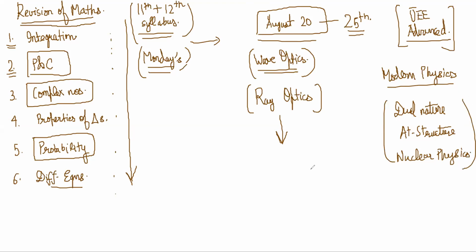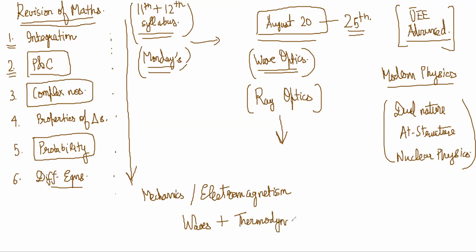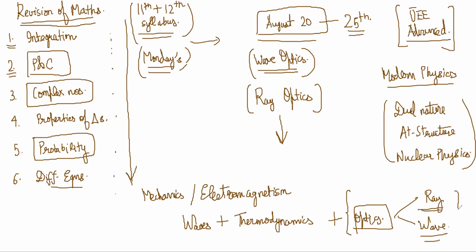Mostly, when we start physics revision, the focus will be first on mechanics and electromagnetism. Mechanics and electromagnetism will be first, and then waves plus thermodynamics. Ray optics and wave optics is not something that we will stress about because anyway it's a horrible chapter. I can also not guarantee, so chill about it. What we can guarantee is that this should be fully solved.